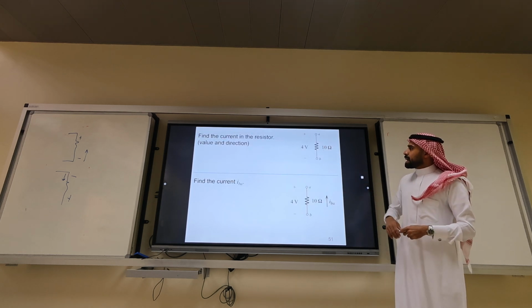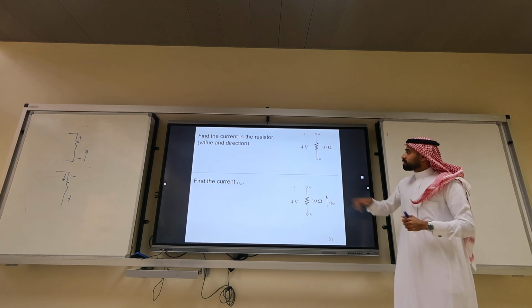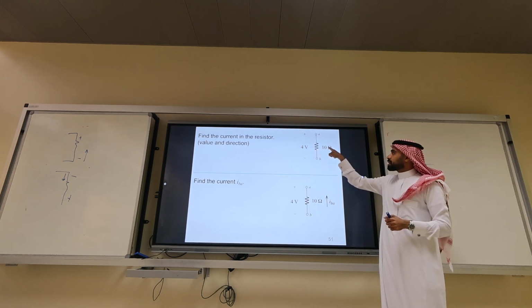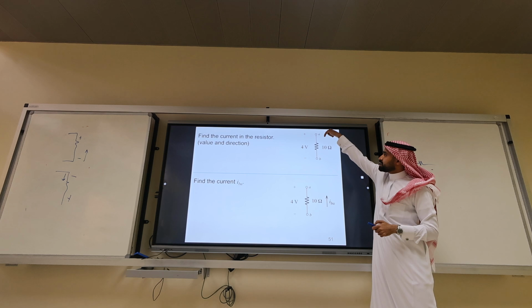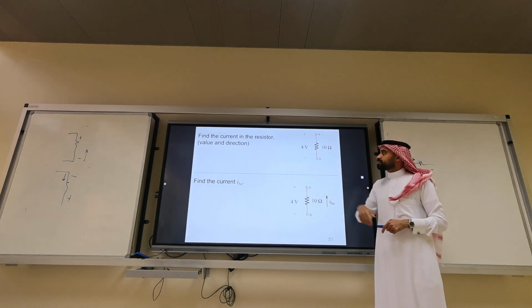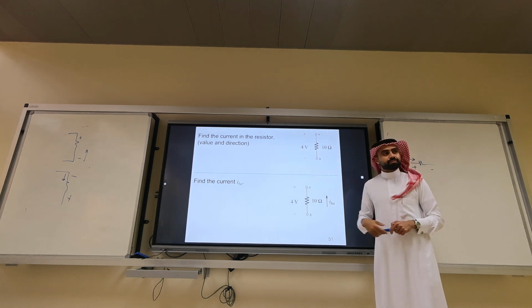Let's do this simple example mentally. V equal 4, R equal 10. Let's say the current enters from the top. What is I? 0.4.